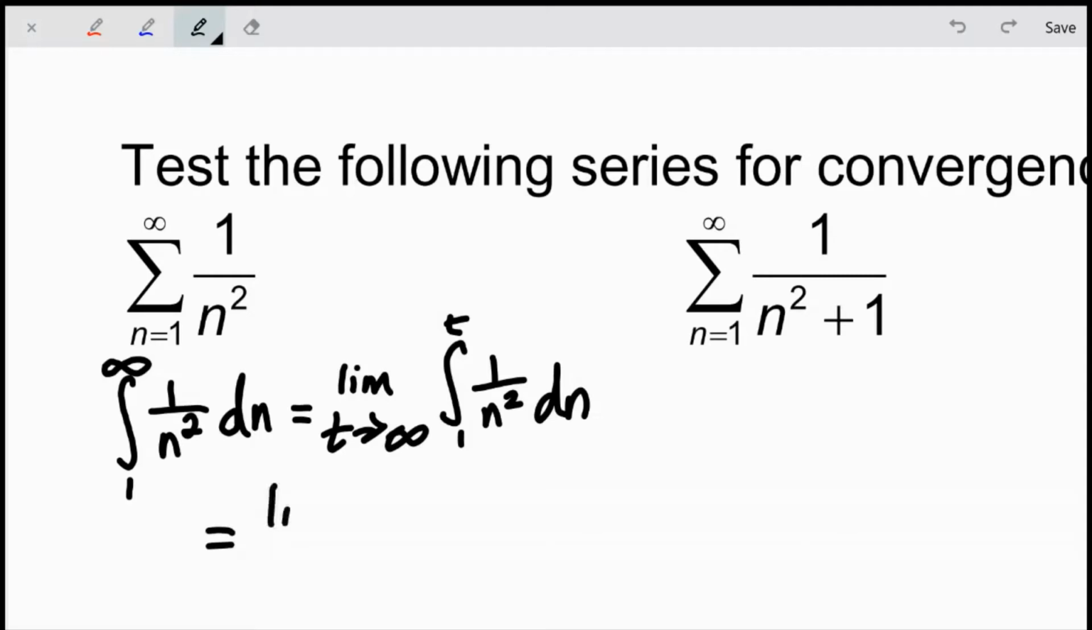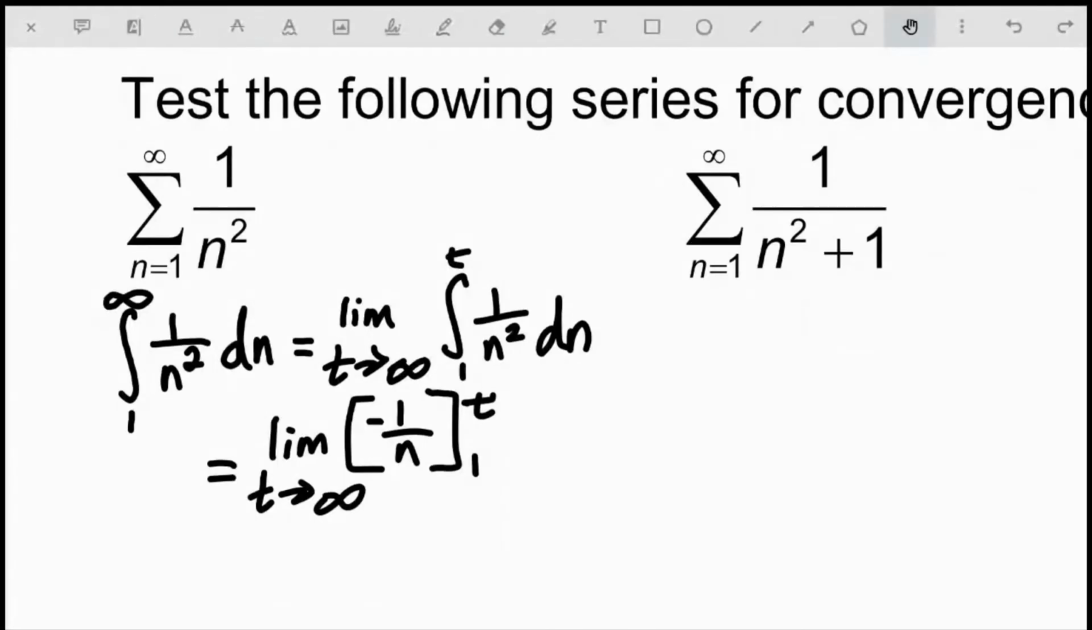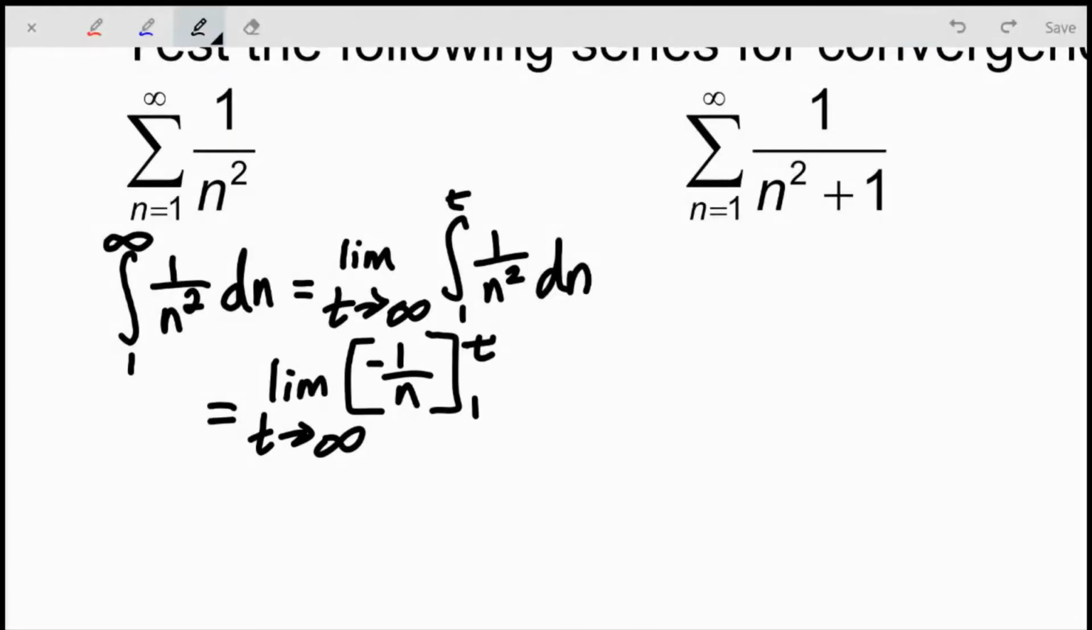So this is still the limit as t approaches infinity. My antiderivative, remember this is essentially n to the negative 2 power, so my antiderivative would be negative 1 over n. I'm going to evaluate that from 1 to t. And now I'm going to actually plug everything in. So I've got the limit as t approaches infinity of negative 1 over t minus negative 1, so plus 1.